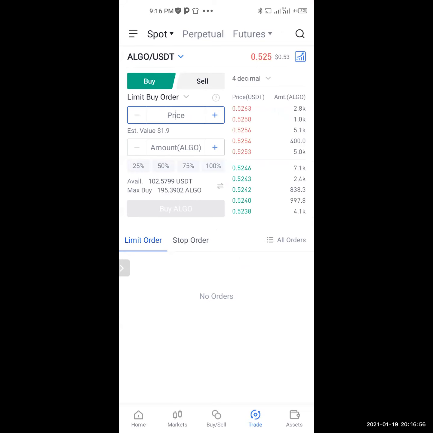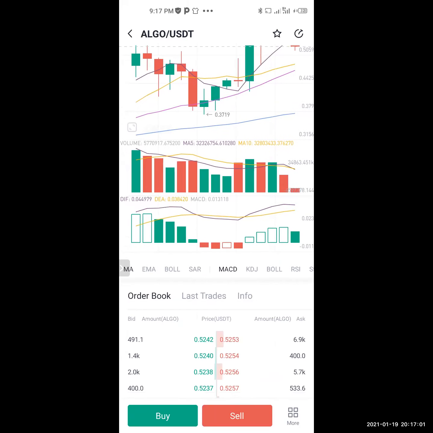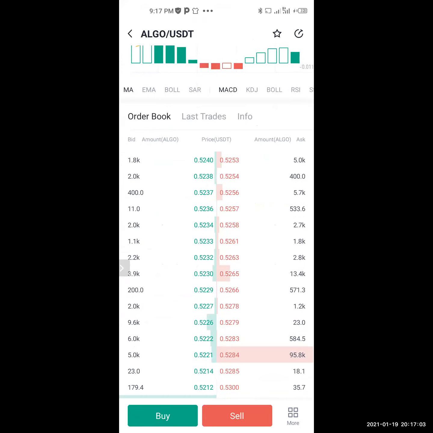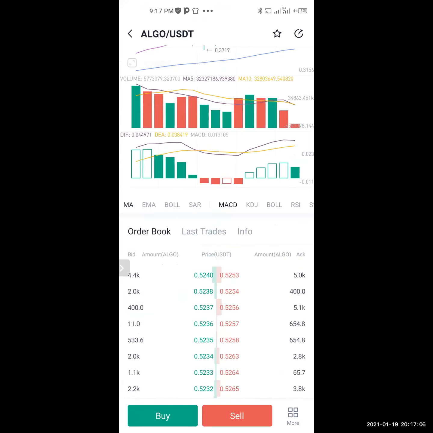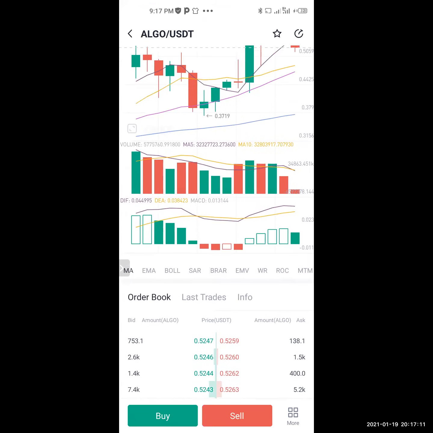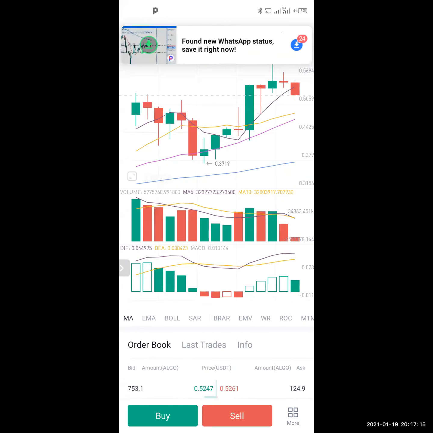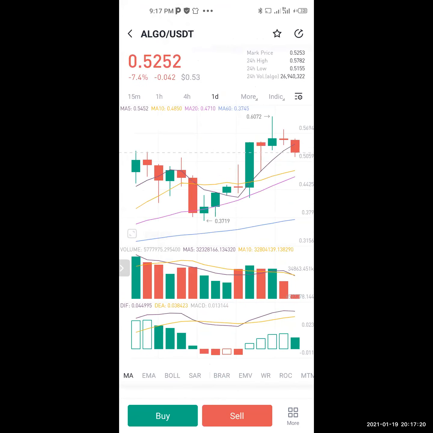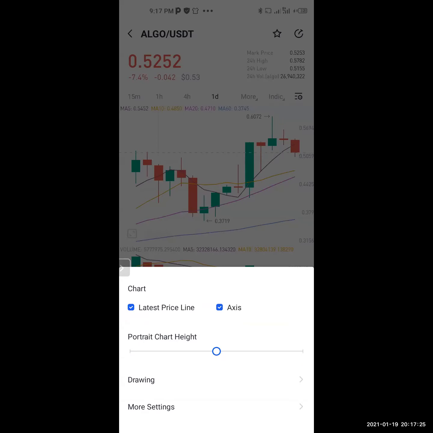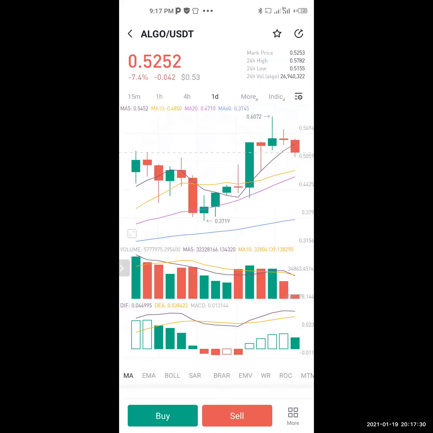Let's see if I can see. These are just orders. When we enter this on Binance, I will use that to show you a buy wall. Let's show you a buy wall.